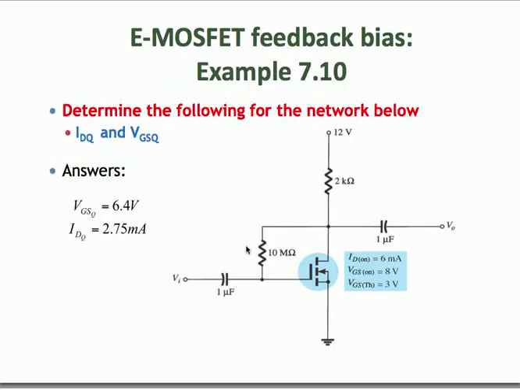Alright, so let's quickly have a look at this simple example of a MOSFET with a feedback bias. Example 7.10 from your textbook. So you have a MOSFET, and the parameters of ID at a particular VG are given, and also you are given the threshold voltage of the MOSFET. So you can use these values to calculate the value of constant K. And then you are asked to find the values of ID and VGS at the Q point.